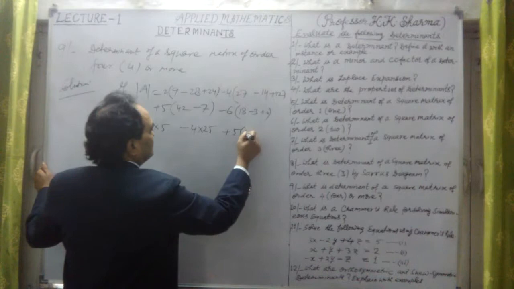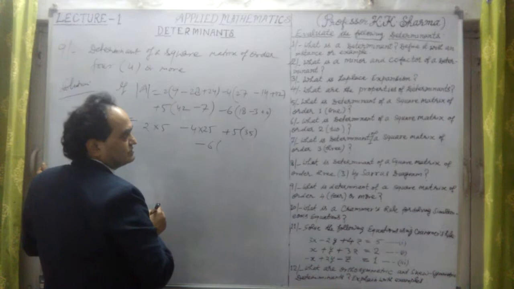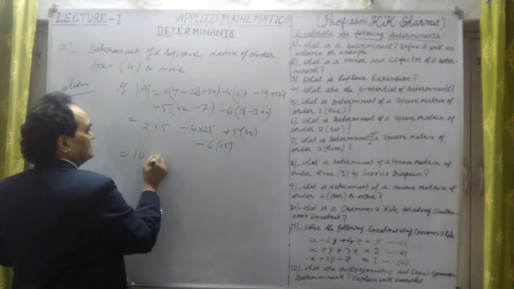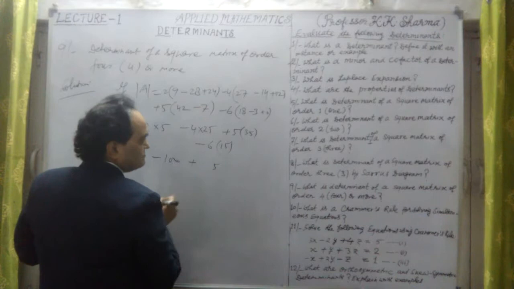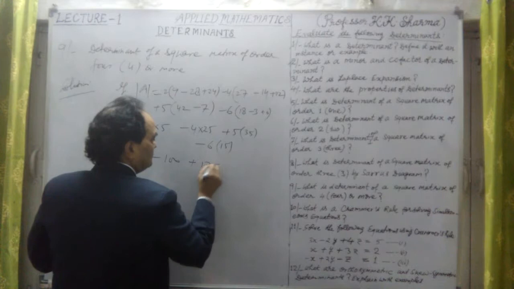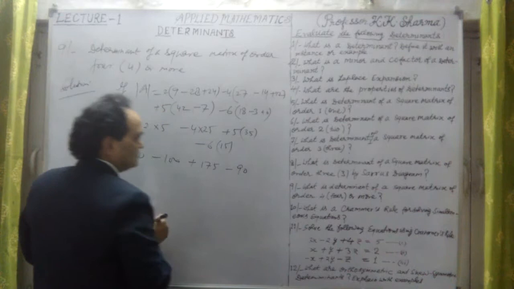Minus 6 into this. 18 minus 3 is 15. 15 into 6. This is 10 minus 100. 24, 4 is 25, 4 is 100. This is plus 5, 5 is 35. 35 is 25. Plus 2 carry, 5 is 15 into 17, 175. Minus 15 is 90.